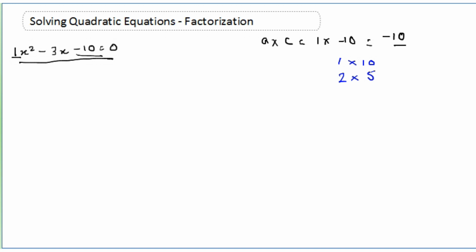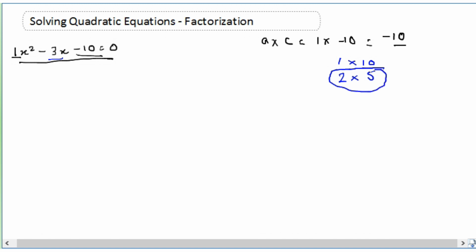So 1 plus 10 gives us 11, which is not equal to minus 3. 1 minus 10 gives us minus 9, which is again not equal to minus 3. But 2 plus 5 gives us 7, which is not minus 3, and 2 minus 5 gives us minus 3. So that is the number that we have here. So it is clear that the factors that we have to take are 2 and 5. So we'll split the middle term into these two terms.